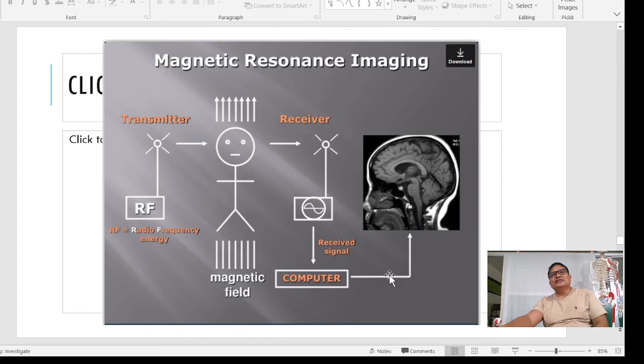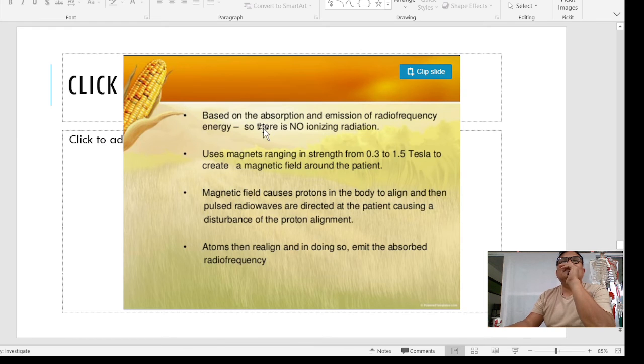In the computer, this rearrangement of ions in your body is producing now an image, no, through the computer. So nana siya mag-interpret dito. Ano niya ang appearance na yon? Okay? So, based on absorption and emitting of radio frequency energy. So there is no ionizing radiation. So again, wala siya ionizing radiation. This is just a reminder.